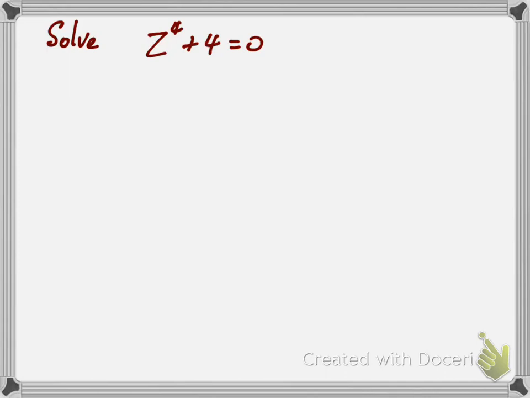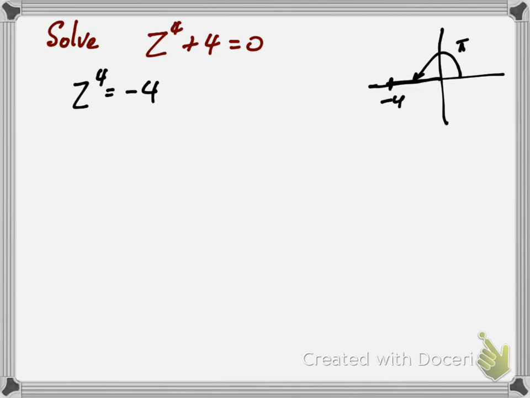Alright, so let's solve a power 4. So z to the power 4 plus 4 equals 0. Z to the power 4 is equal to negative 4. So the first thing you do is write it in polar form. Negative 4 would be somewhere there. The angle would be pi, and the modulus would be 4. So you get z equals 4 cis pi to the power a quarter, because you have to raise both sides to a quarter.